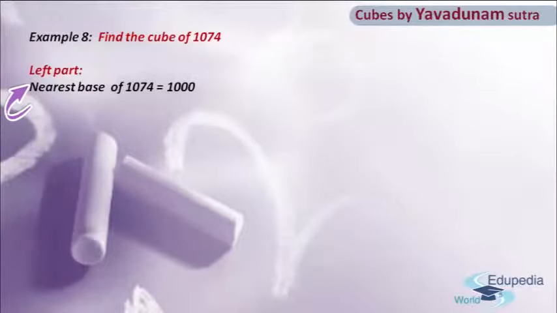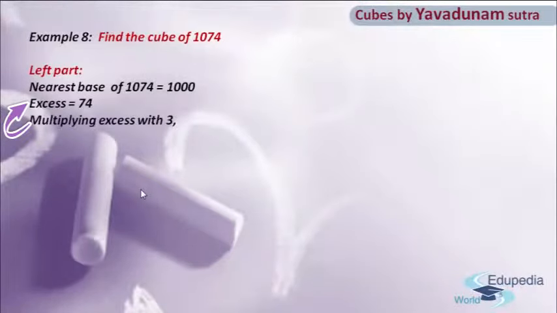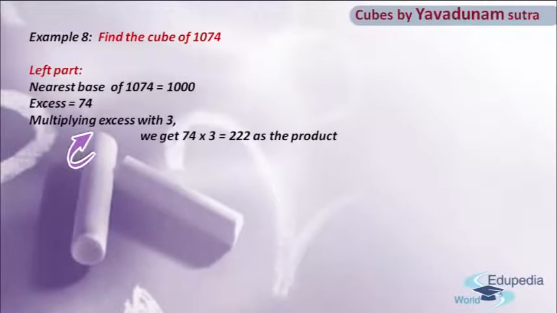After finding the nearest base, moving to step number 2, we have to find the excess. This excess is found by comparing these two numbers, that is 1074 and the base 1000. If we compare these two numbers, we get an excess of 74 and it is taken over here. After finding the excess, moving to step number 3, we have to multiply the excess by 3. Therefore by multiplying 74 by 3, we get 222 as the product.